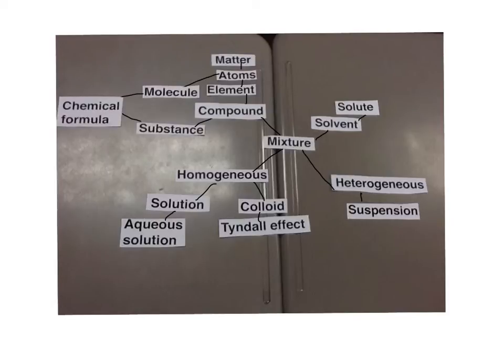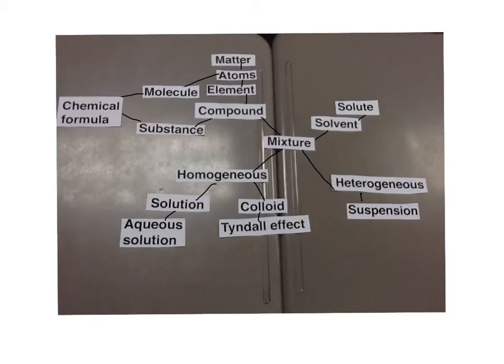Homogeneous is a mixture that is the same throughout. Off of homogeneous, we put solution because it is a homogeneous mixture of two or more substances. Off of solution, we put the aqueous solution because it is a water-based solution.